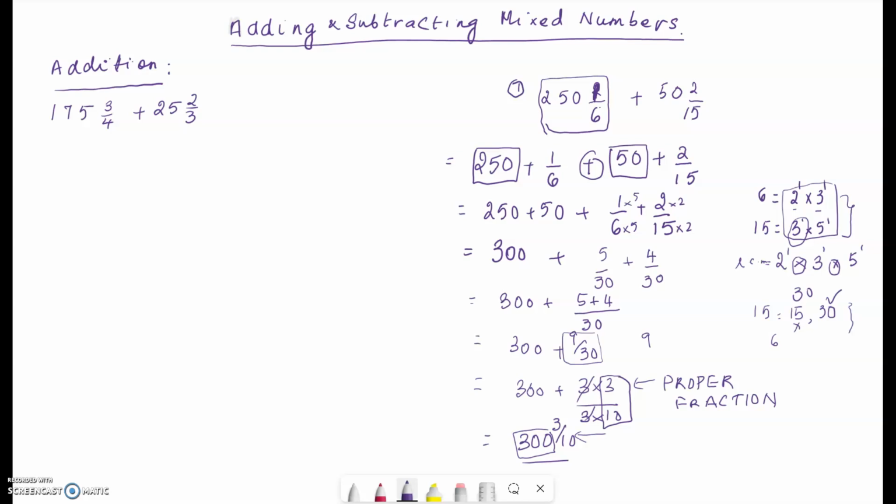Now let's look at a second example of addition of mixed numbers. As I said earlier, changing it to an improper fraction is not incorrect mathematically. However, it is not practical because the numbers, imagine multiplying 175 by 4.